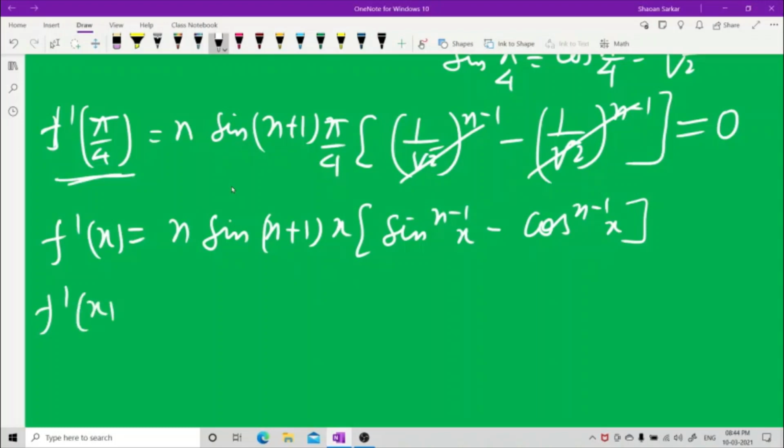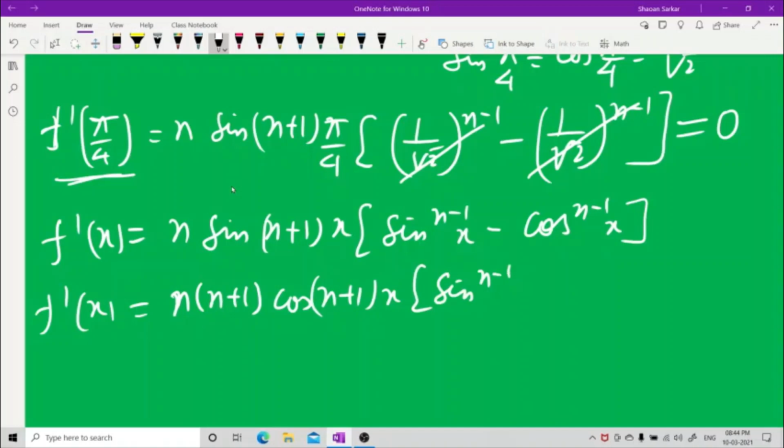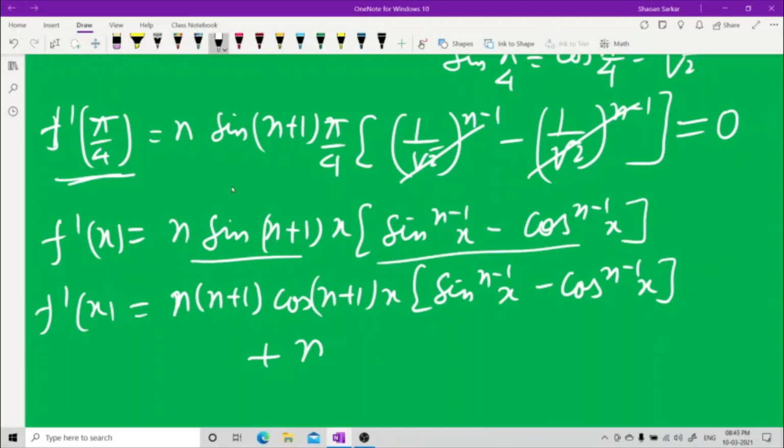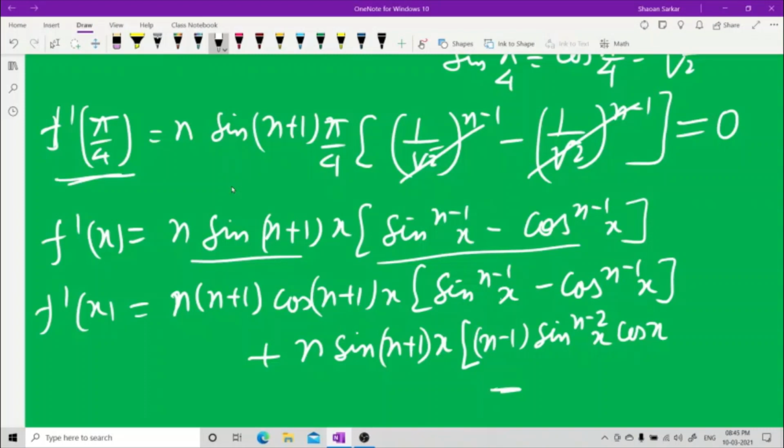Now for f double dash x, use the product rule. This is n into n plus 1 cos((n plus 1)x) times the bracket sin^(n minus 1) x minus cos^(n minus 1) x, plus, using the product rule, n sin((n plus 1)x) times the bracket n minus 1 sin^(n minus 2) x cos x by chain rule minus n minus 1 cos^(n minus 2) x, and cos x derivative is nothing but minus sin x.